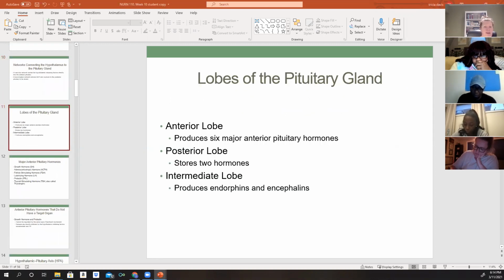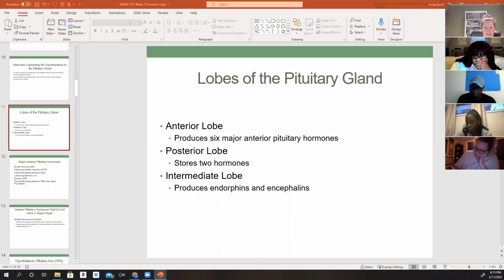So we have a couple different lobes in the pituitary gland. So we have your anterior lobe. The anterior lobe produces 6 major hormones, we're going to talk about them, that are needed for the regulation of growth, reproduction, and some metabolic processes.